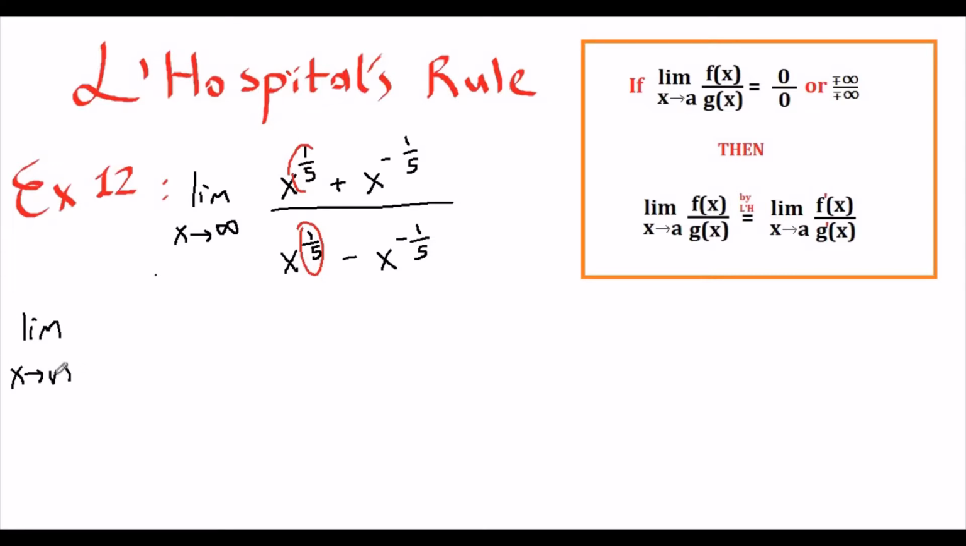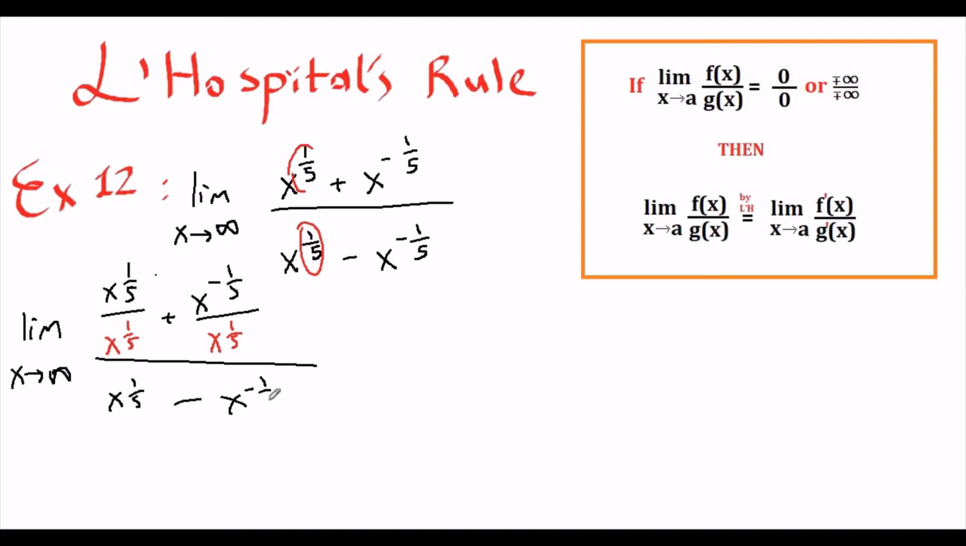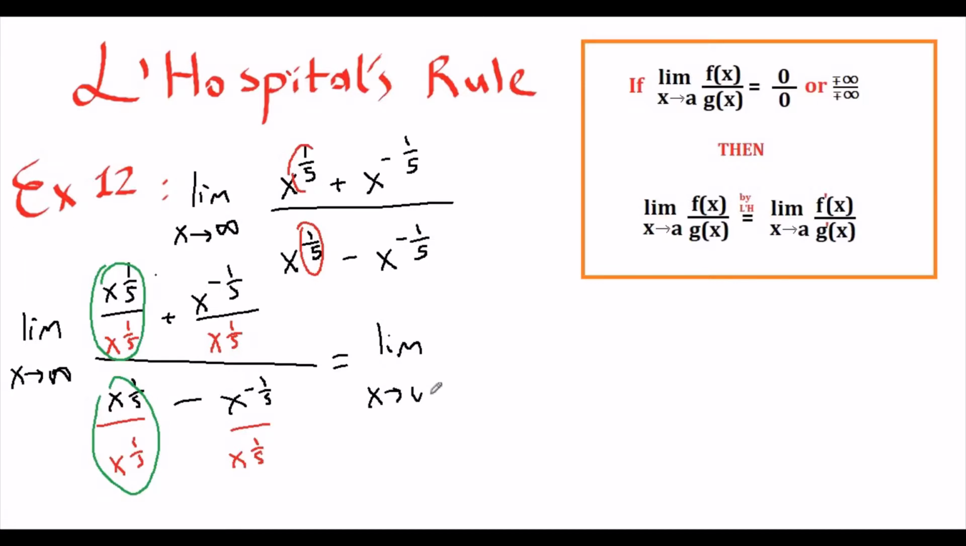Limit as x is approaching infinity, x to the 1/5 divided by x to the 1/5 plus x to the negative 1/5, our original term here, divided by x to the 1/5. Again, each of our original terms x to the 1/5 and x to the negative 1/5 will be divided by x to the 1/5. If you divide each term by the same number, you don't change the fraction. So this fraction here is 1, anything divided by itself is 1, and this is also 1. So from the first term we have 1, and from the first term we have 1.